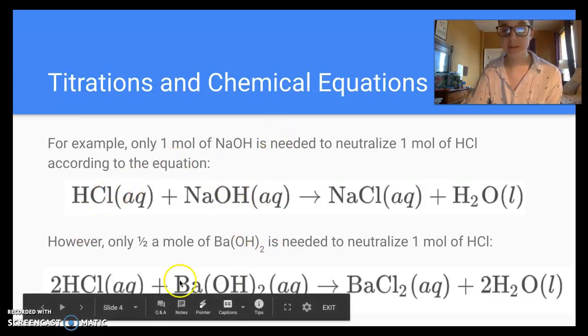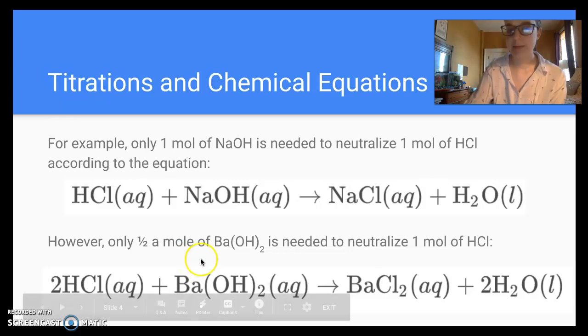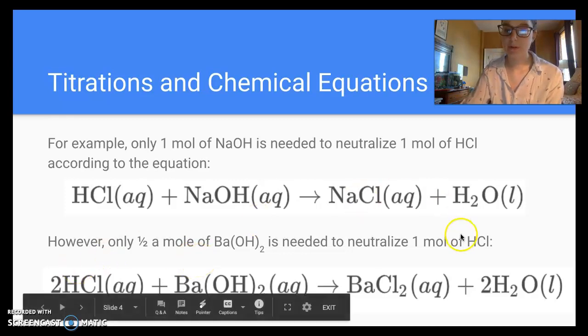But if you look at this equation, in this reaction, we have HCl again, hydrochloric acid, but this time we have barium hydroxide. With barium hydroxide, the chemical formula is Ba(OH)2. Okay, so to balance this chemical equation overall, hydrochloric acid has a molar coefficient of 2. So this is saying that 2 moles of HCl react with every 1 mole of barium hydroxide.